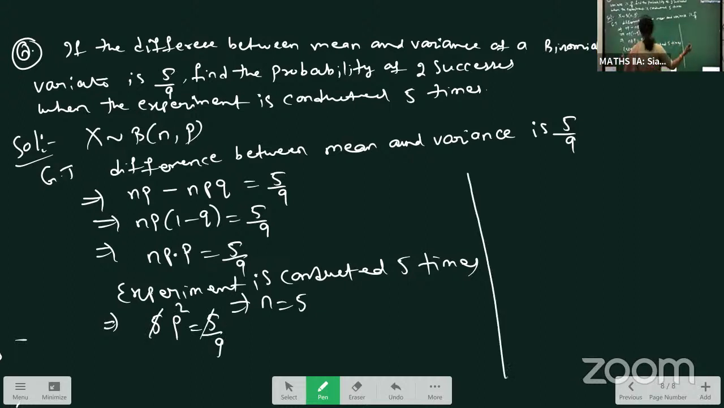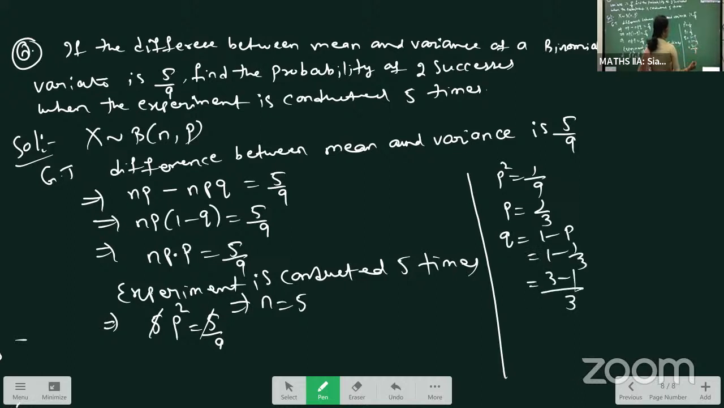So what are we getting? P square is equal to 1 by 9. So p is equal to under root of 1 by 9, which is 1 by 3. When p is equal to 1 by 3, how to find out q? 1 minus p, 1 minus 1 by 3. LCM is 3, 3 minus 1. So q is equal to 2 by 3.